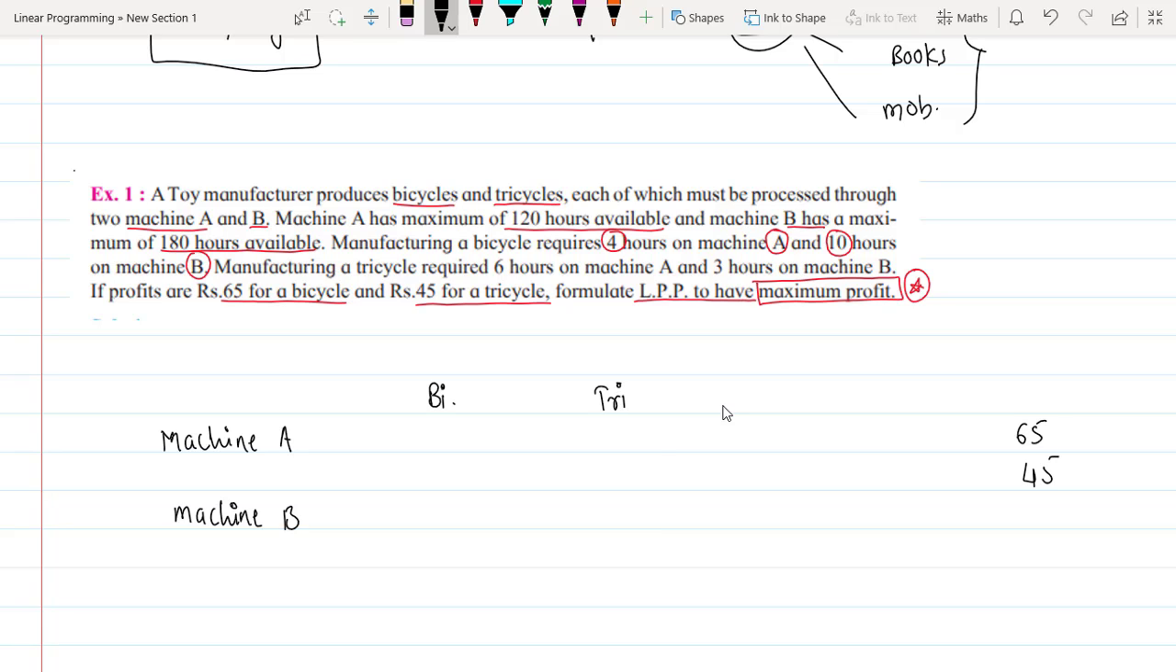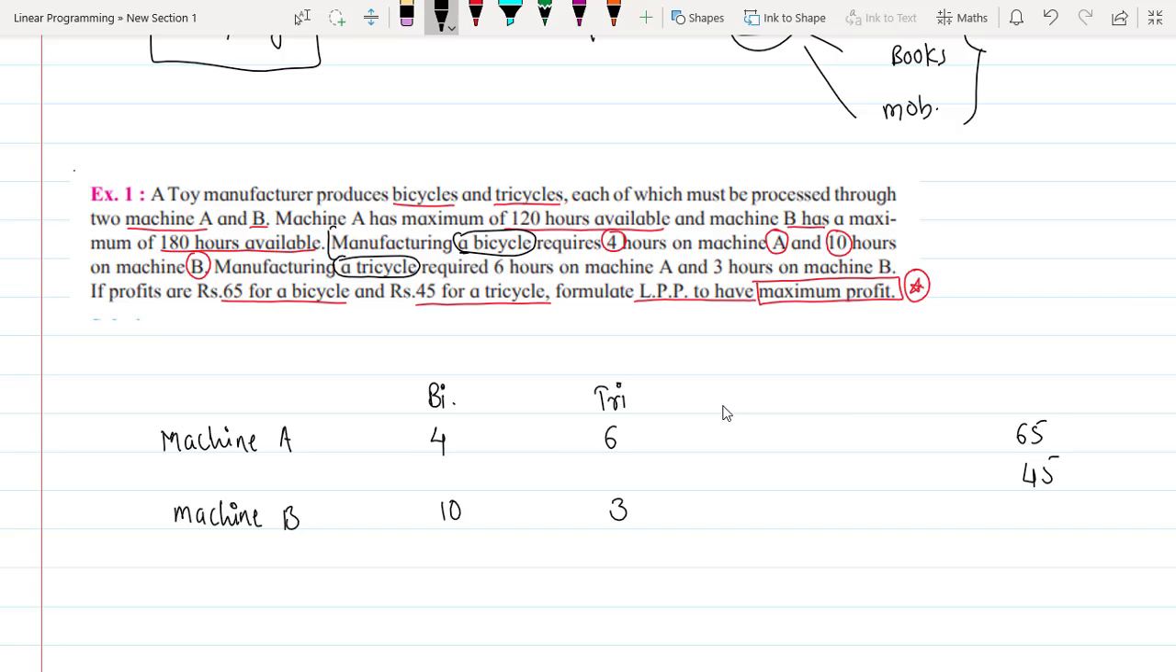First let's formulate the LPP, formulate the linear programming problem, okay. So for a bicycle, see here, manufacturing a bicycle requires, a bicycle मतलब एक bicycle requires 4 hours on a machine A, okay. For a bicycle machine A requires 4 hours and 10 hours on a machine B, 10 hours on a machine B. So ये हो गया अपना a bicycle का, okay. Next they have given that for manufacturing a tricycle it requires 6 hours on a machine A and 3 hours on machine B. Is it okay?